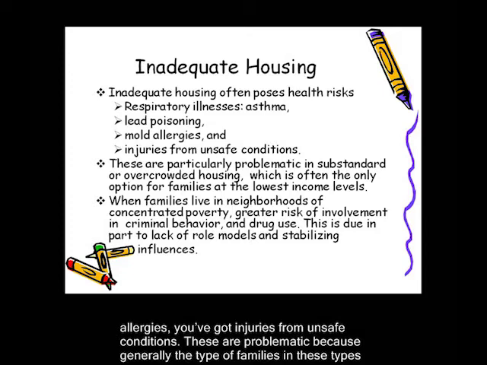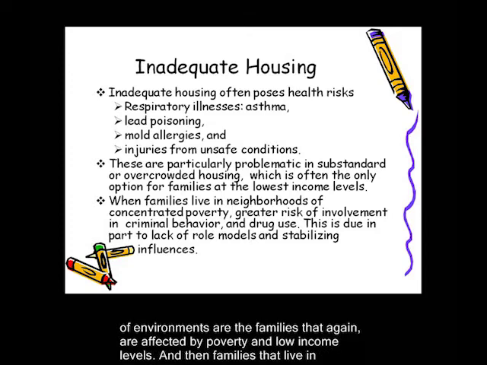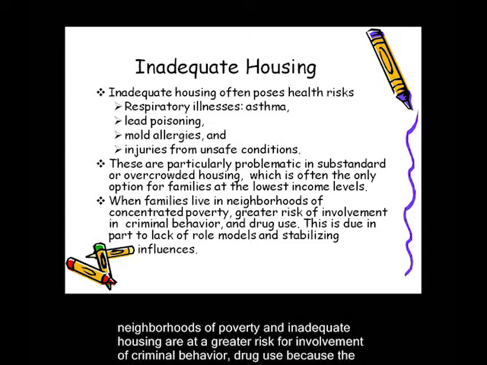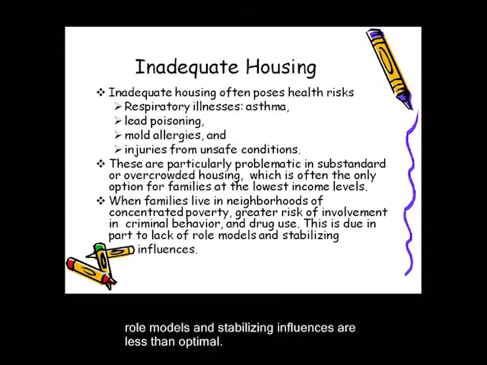And these are problematic because generally the families in these types of environments are again affected by poverty and low income levels. And when families live in neighborhoods of poverty and inadequate housing, there's greater risk for involvement in criminal behavior and drug use because the role models and the stabilizing influences are less than optimal.